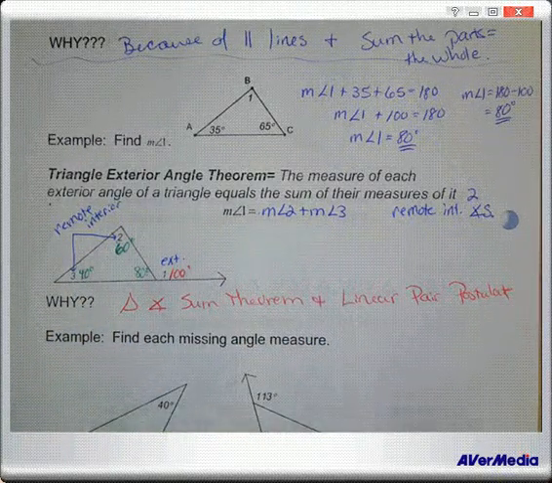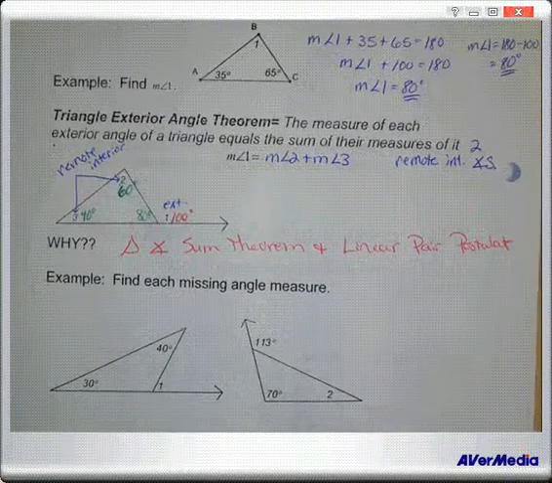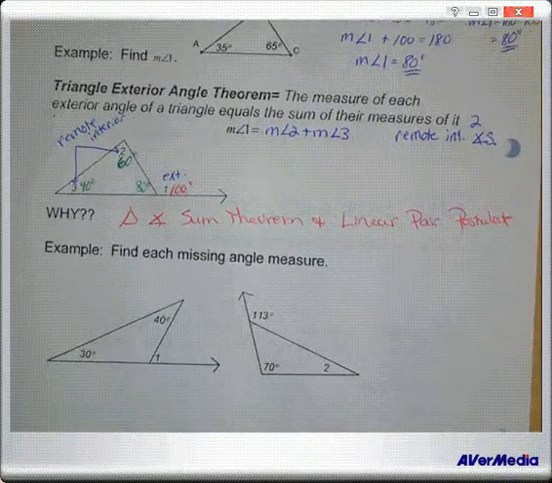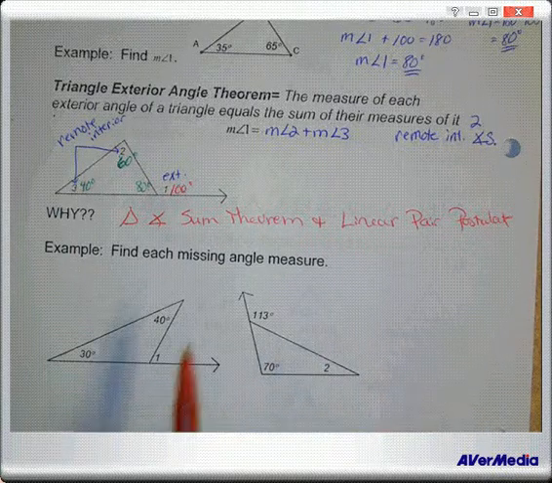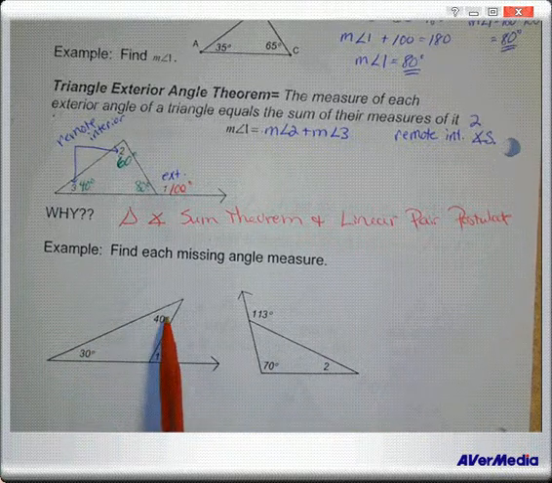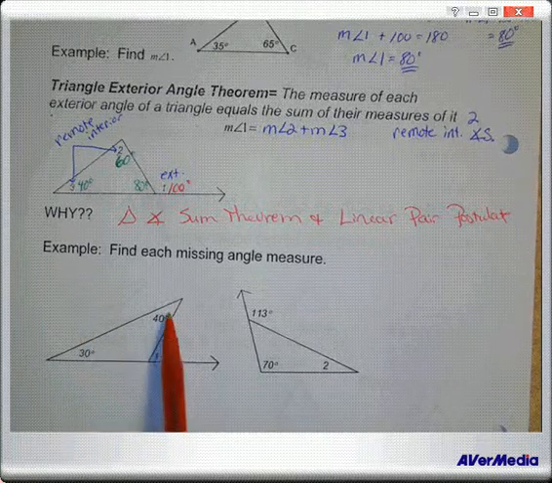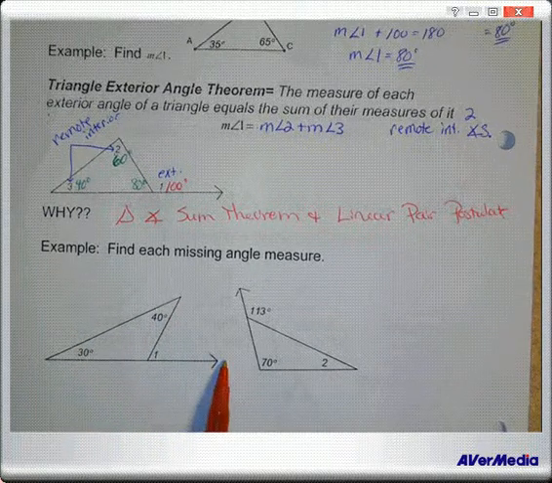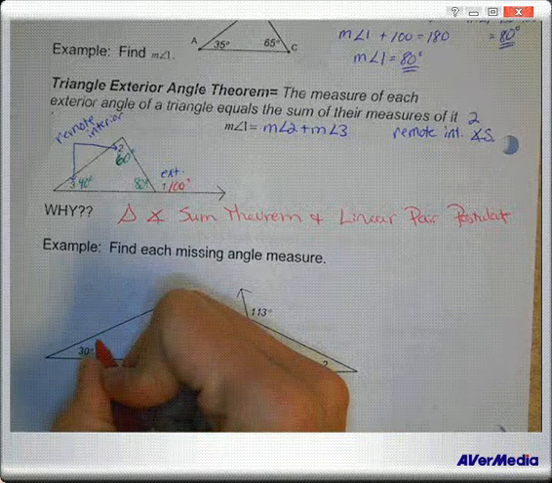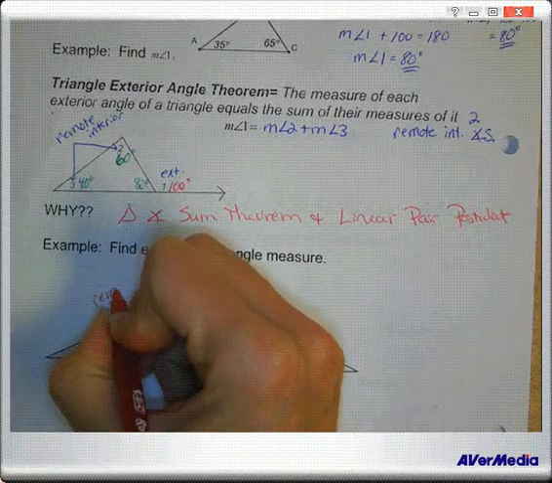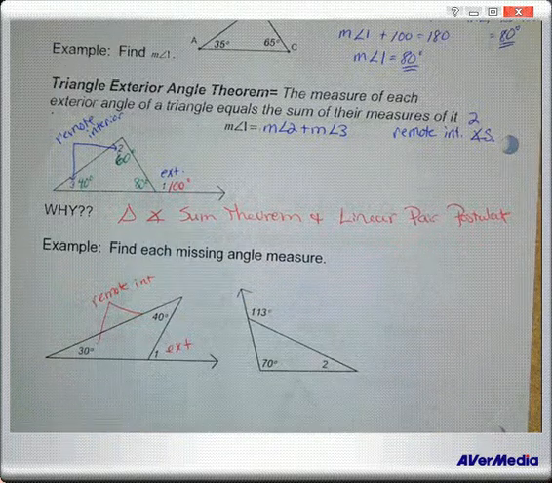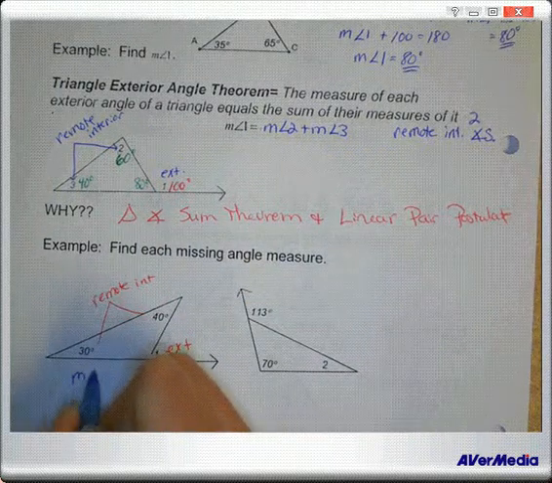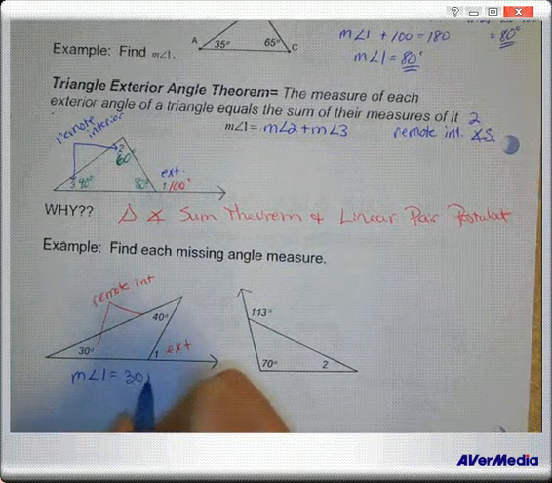So here's a couple examples of doing this and applying this. First of all, here we have a 30 degree and a 40 degree angle, and these are our remote interior angles. Notice the exterior angle is being formed. So those are my remote interior. This one's my exterior, right? So I know the measure of angle 1 is 30 plus 40 degrees, which is 70 degrees.